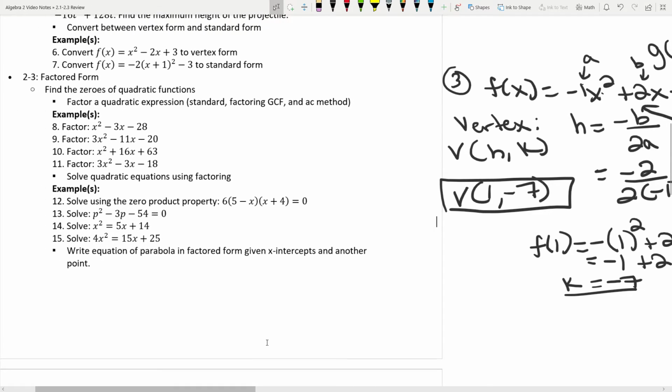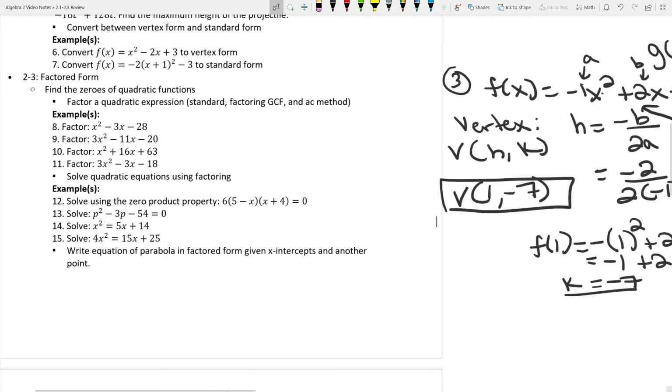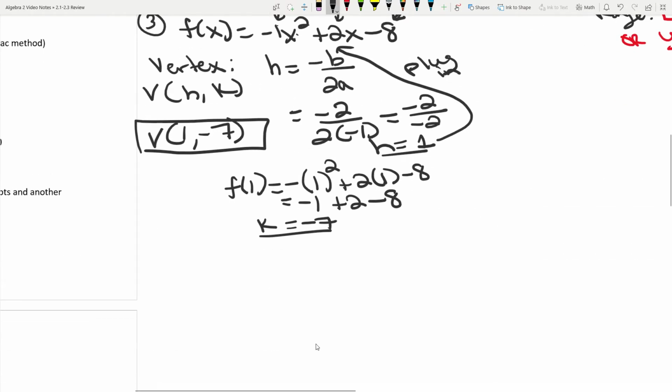Now we want to find the axis of symmetry and the y-intercept. Axis of symmetry is easy. Once you find the vertex, take the x coordinate of the vertex. So x is equal to 1. That's it. That's your axis of symmetry.